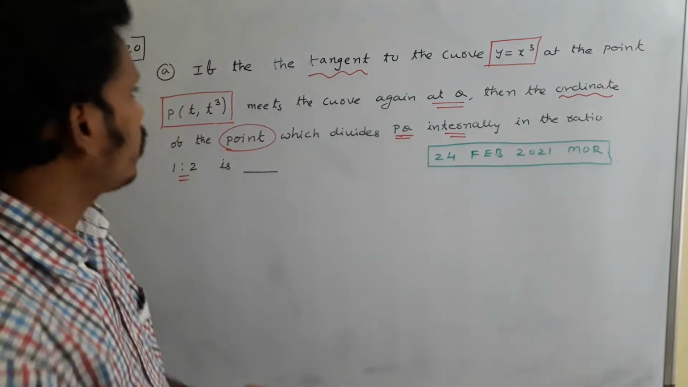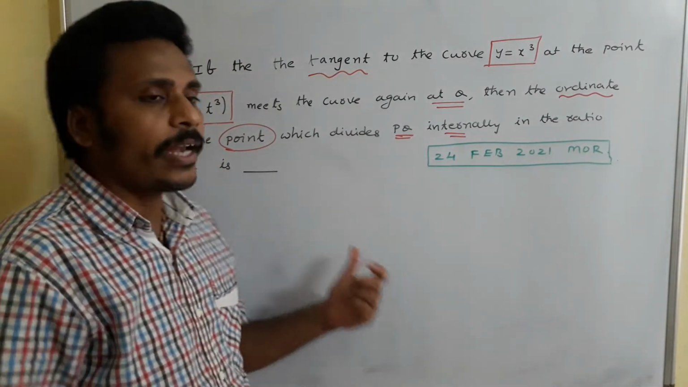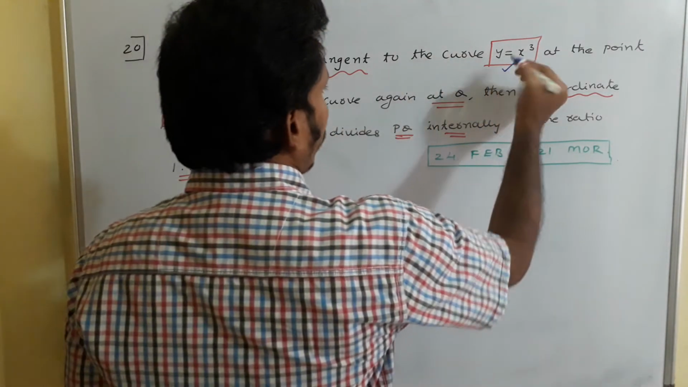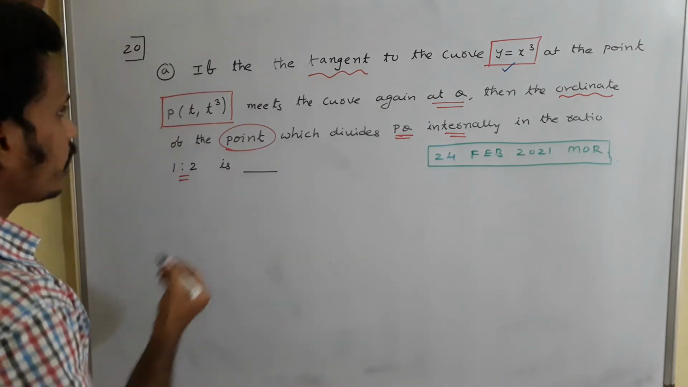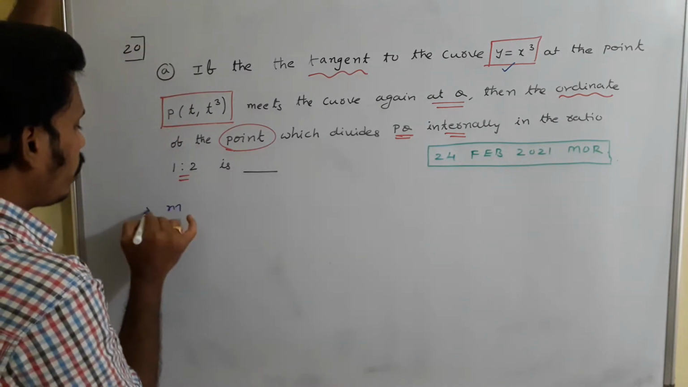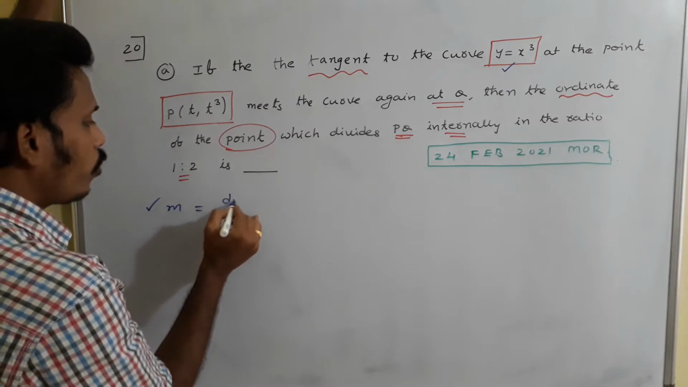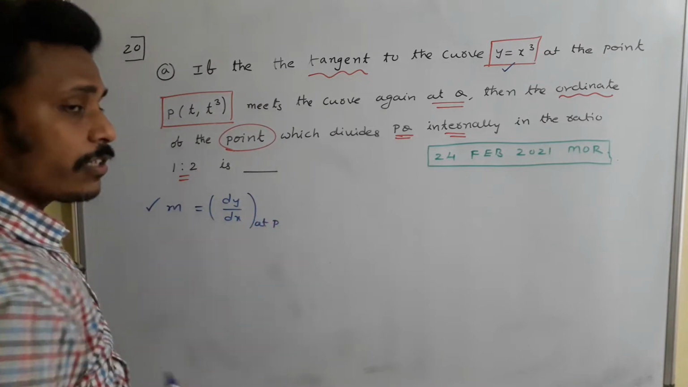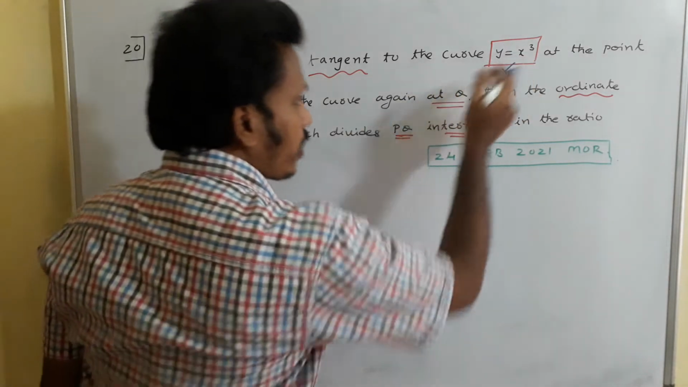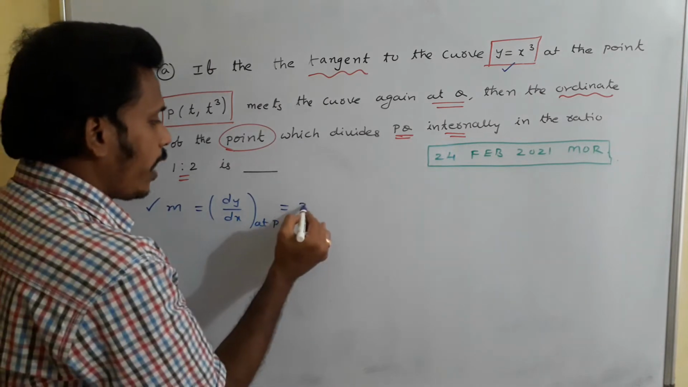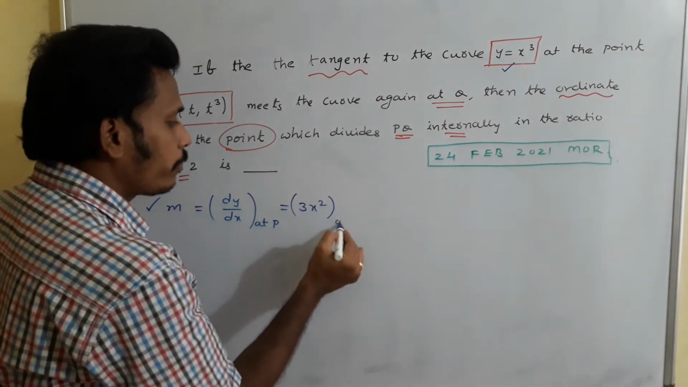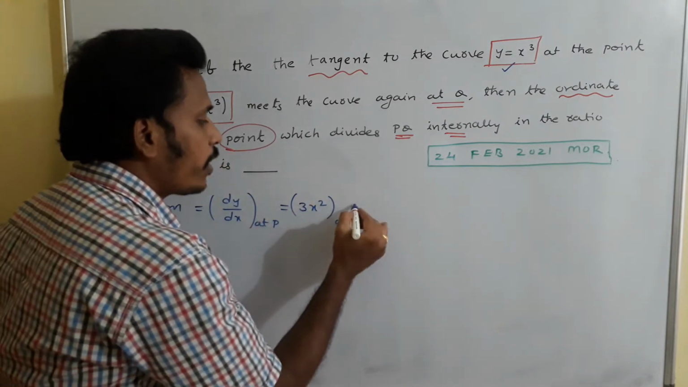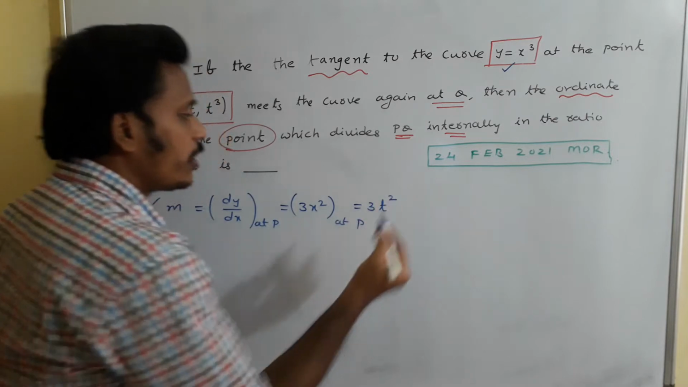Further, what I am going to do is, first of all I am trying to find out the tangent equation for the curve y is equal to x cube. See, for this curve y is equal to x cube, to find the tangent equation we need slope, right? So slope of tangent, usually we represent it by m, is equal to dy by dx at the point. Slope of tangent is always dy by dx at the point. And here for the curve y is equal to x cube, its derivative is 3x square, and at the point P, and that point P is (t, t cube).